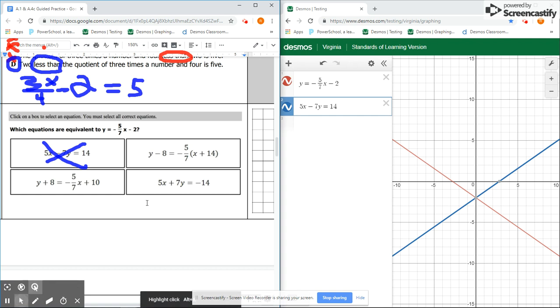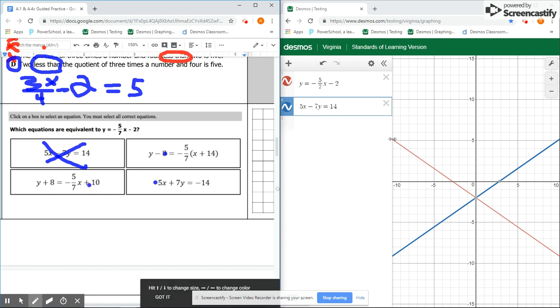Similarly, I can type in all 3 of these and see if it gets the same line as my red line here. If it does, I know it's equivalent. If it does not, I know that it's not equivalent. I'm going to ask you to pause the video and take a few minutes to check these other 3, to see if they are equivalent to y equals -5 over 7x minus 2.